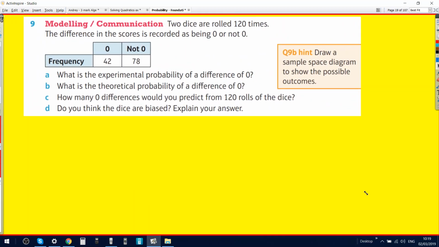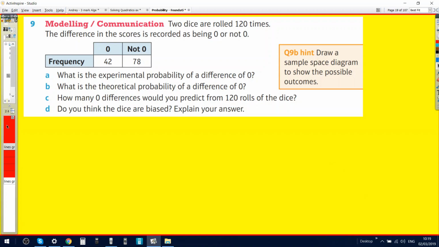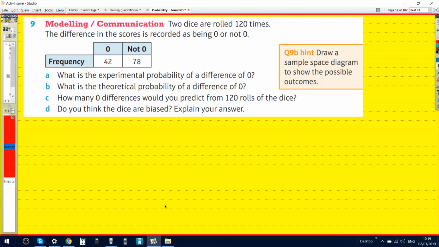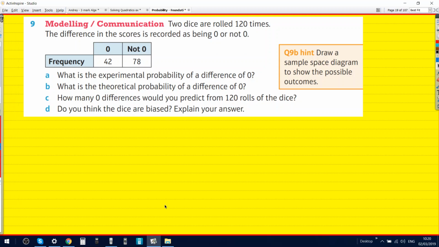The experimental probability of a difference of 0. Would it be not of 0? So would it be 42 over 120? So that's 42 over 120.